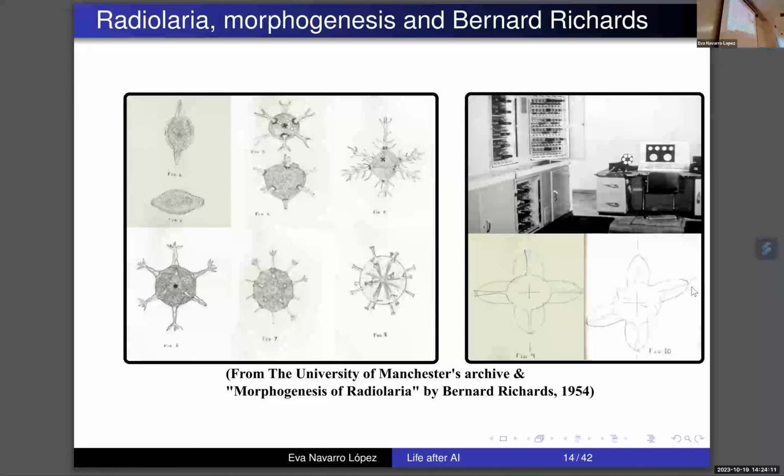So this is the Manchester Ferranti Mark I, 1951, the first commercial computer in the world. Bernard put the equations, typed them on a tape, and then the machine calculated, and this was the output. He found the solutions to reproduce the forms of radiolaria. And this is 1951. I mean, this is amazing for 1951. Sorry, these are the solutions of the equations, 1954. Alan Turing was dead, and Bernard presented his work 2 weeks after Alan Turing died.